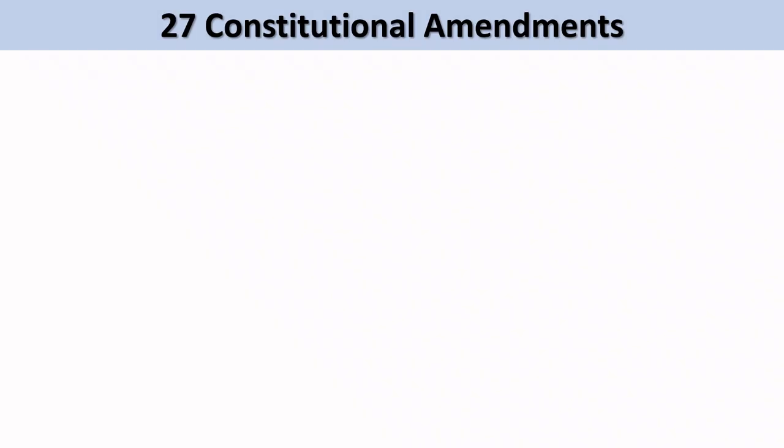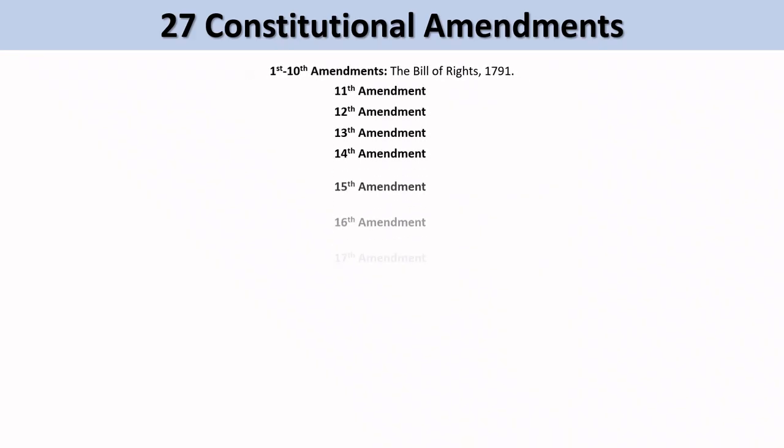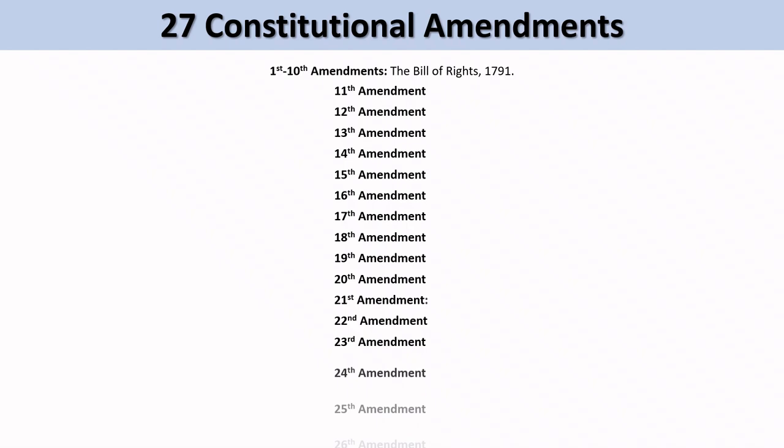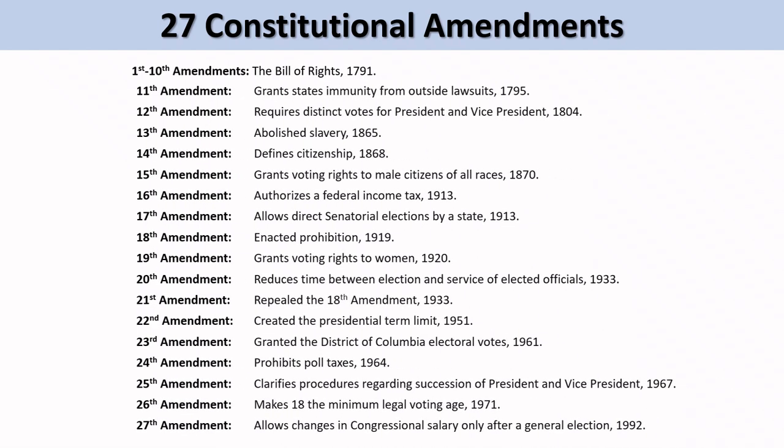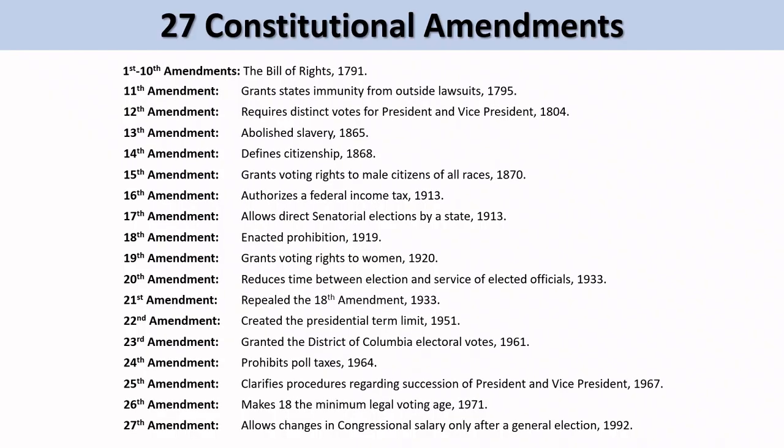So far, 27 amendments have been made to the Constitution. The first 10 amendments were all made at the same time. We call these first 10 amendments the Bill of Rights. Since the Bill of Rights was added, another 17 changes have been made to the Constitution. One of these amendments repeals, or cancels out, an earlier amendment, showing that it's possible for changes to be made even to other changes to the Constitution.